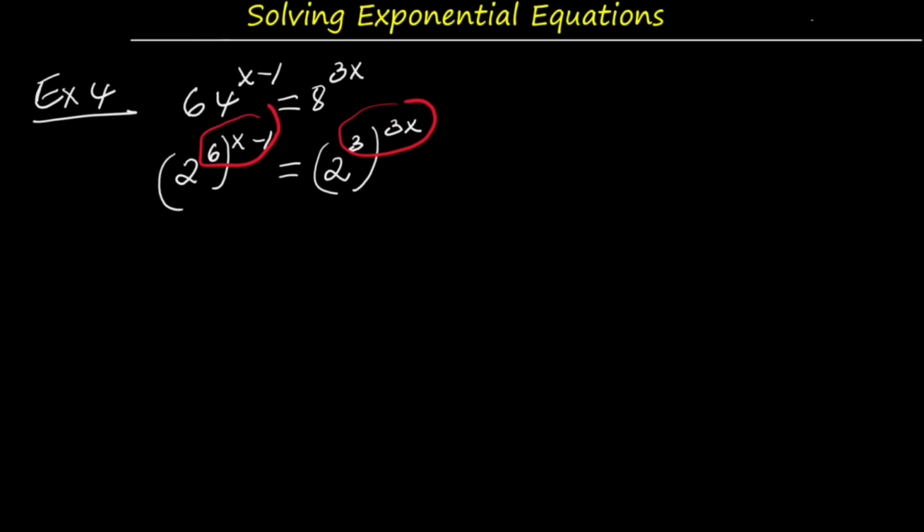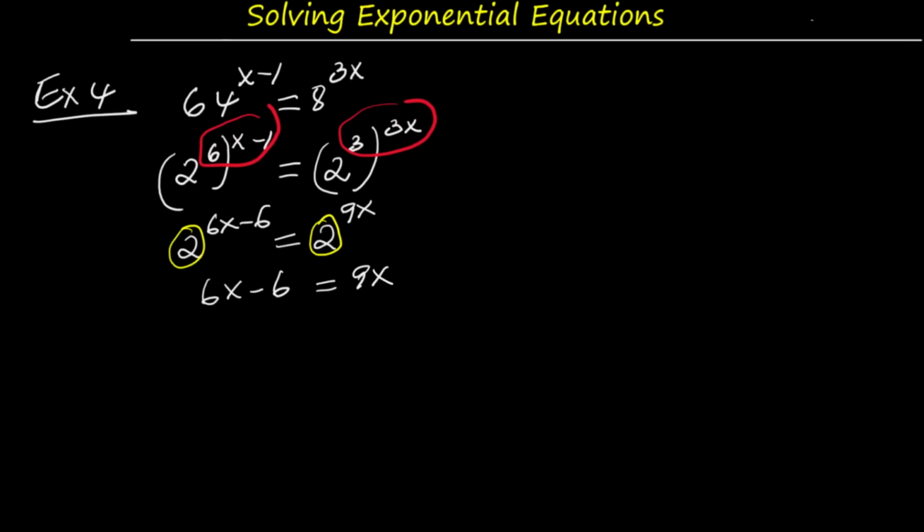Now apply the power of a power rule, which says we multiply the exponents. The left side becomes 2 to the power of 6x minus 6. The right side becomes 2 to the power of 3 times 3x, which is 2 to the power of 9x. Now that the bases are the same, both sides are powers of 2, we can set the exponents equal. 6x minus 6 equals 9x.